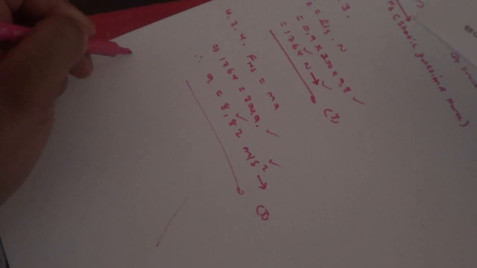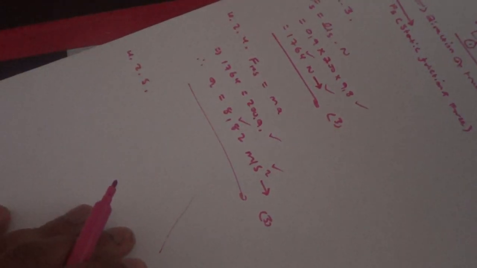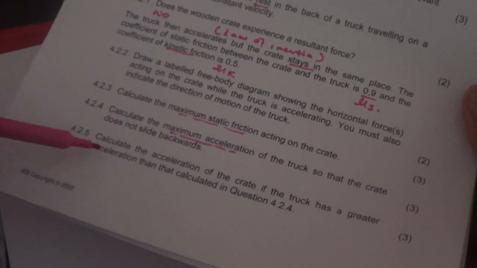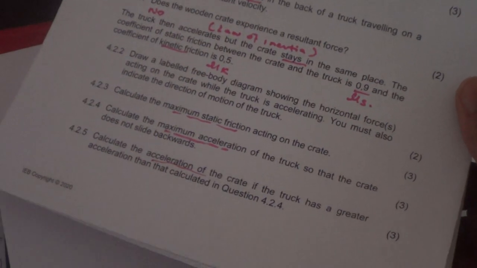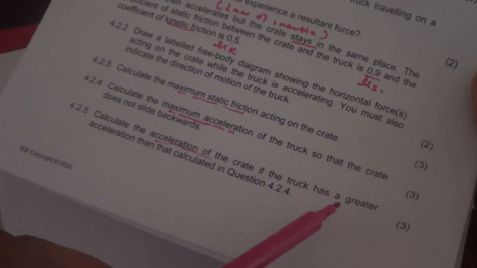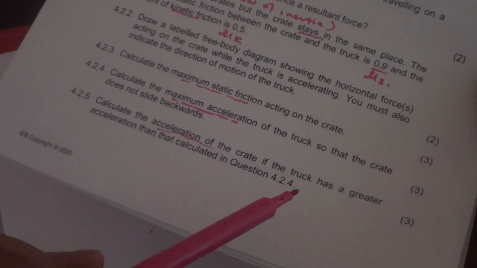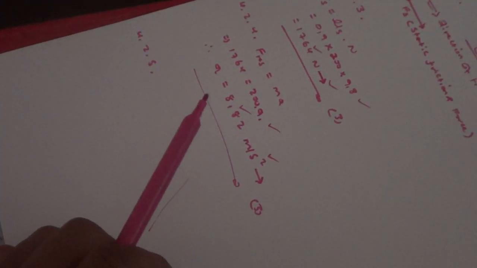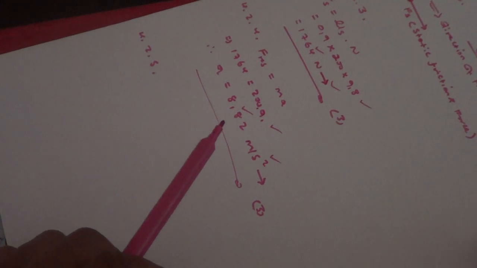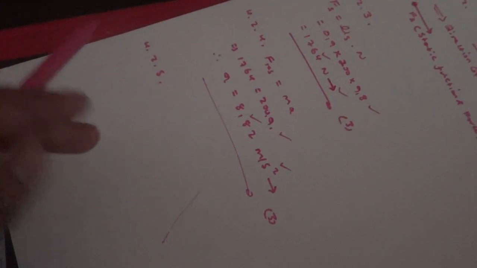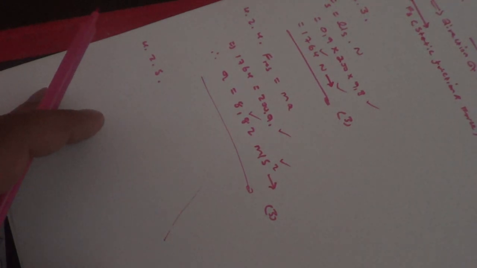All right, so 4.2.5. Great. It says now calculate the acceleration of the crate if the truck has a greater acceleration than that calculated in question 4.2.4. All right, now we want the acceleration of the crate. Okay, so these things are very interesting. We were looking for the acceleration of the truck. Now we are looking at the acceleration of the crate.